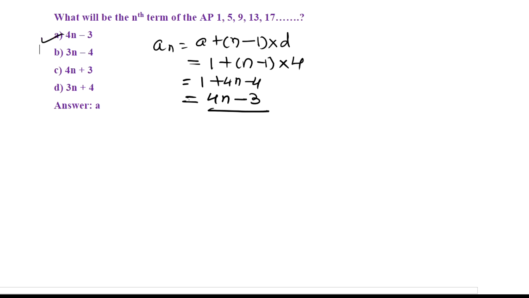Now you can check. 1, 2, 3, 4, 5. What is the fifth term? Is 17. So what I'll do is I'm just going to verify whether my answer is correct or not. 4 into 5, 20. 20 minus 3 is 17. Yes, my answer is correct. Okay. Let's move on to the next question.